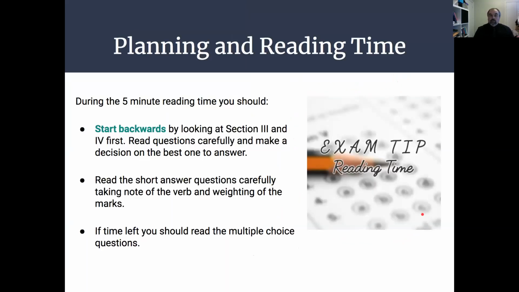Planning and reading time. During the 5 minutes reading time in the exam, you're not allowed to write in that time, but the suggestion is that you start backwards by looking at section 3 and section 4 first. So the idea would be to go to section 3, have a look at the business report, read the report carefully, and look at the questions they're asking you in the report. Then in section 4, look at the extended response questions, and there's 2 of them where you have to make a choice of one of those 2, and have a pretty good idea then and there of what question you will answer in the exam.